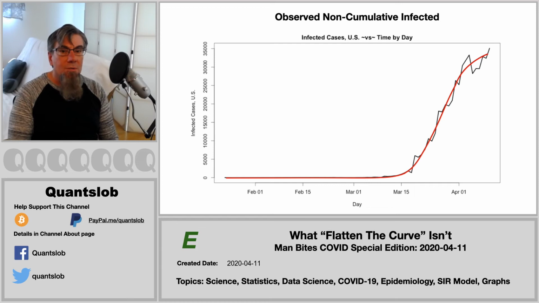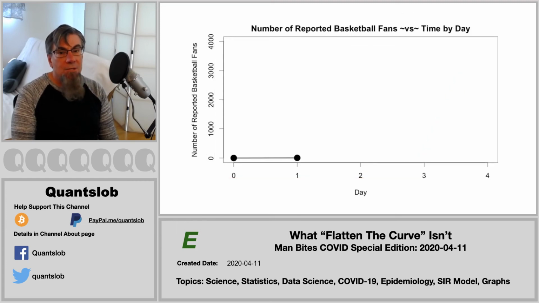The reason, of course, is that these numbers are really a function of the number of people being tested and how and why they are being tested, and this is changing over time. To give an example, suppose one day we ask 10 people if they are basketball fans, and let's just say that 4 say that they are.